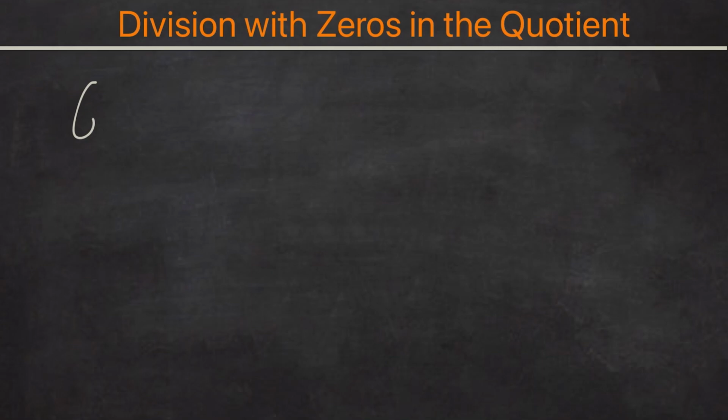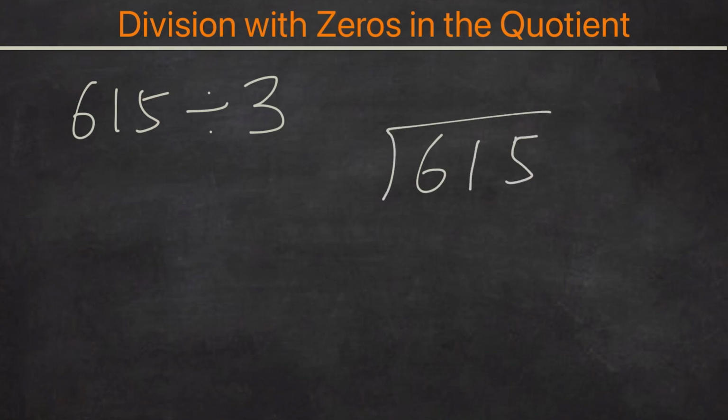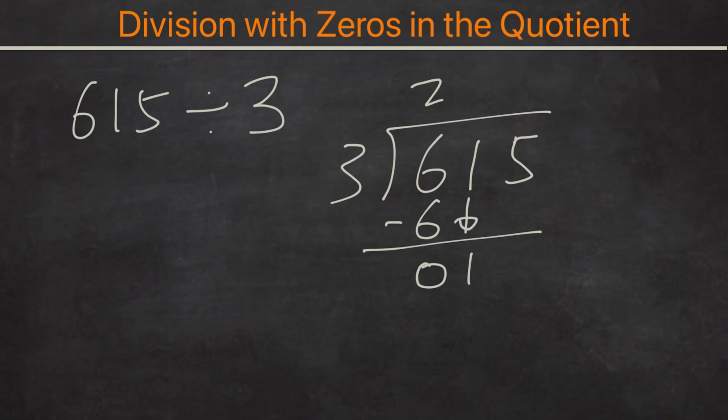The first example, I have 615 divided by 3. So go ahead and write it out. 615 divided by 3. So 3 times 2 is 6. Here's the 0. Next, we bring the 1 down. Now here is the problem. We have the 1, and sometimes people don't put the zeros in the quotient.